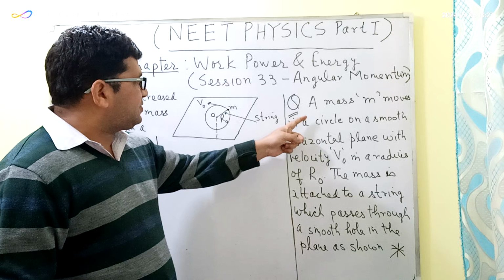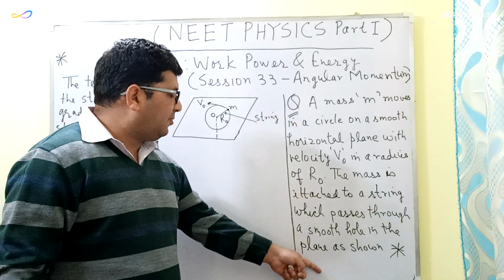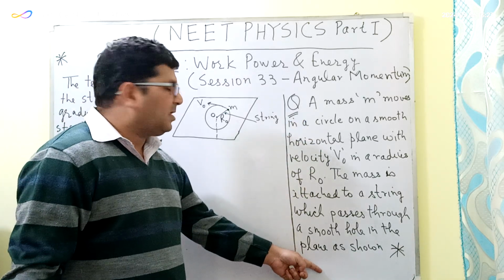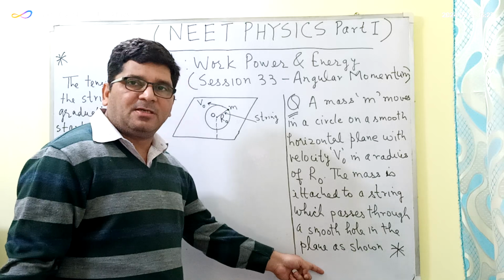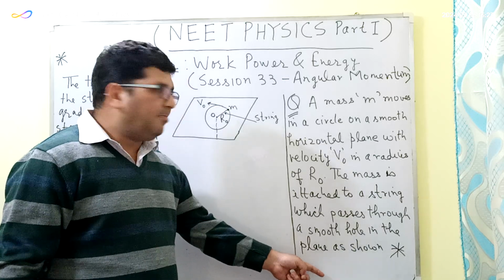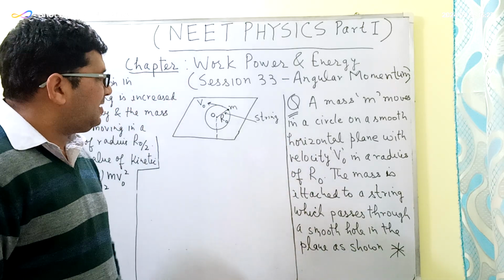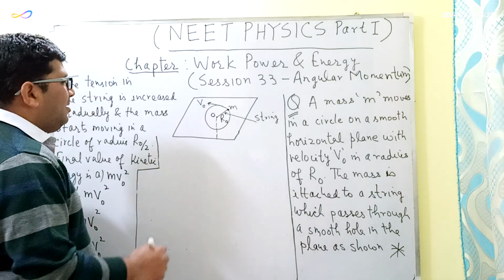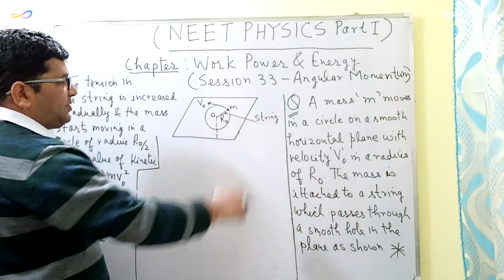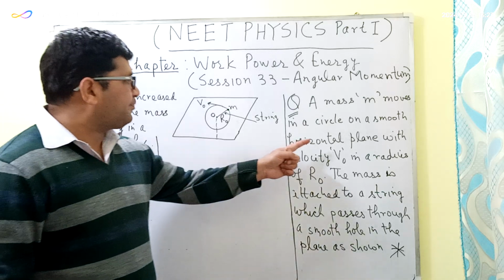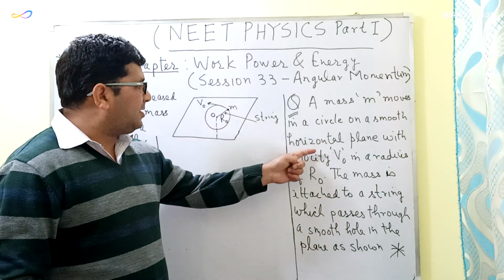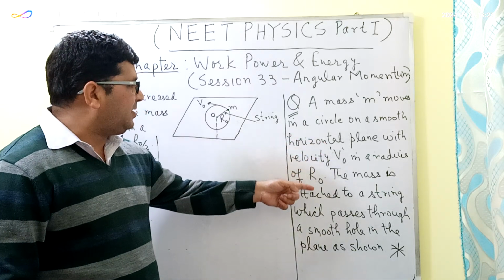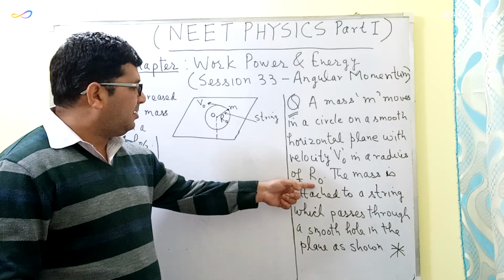I have taken this question, which is written on this board, from the CBSE All India Pre-Medical Test exam, and this question was asked in the year 2015. So the question here is: a mass m moves in a circle on a smooth horizontal plane with a velocity v naught in a radius of r naught.